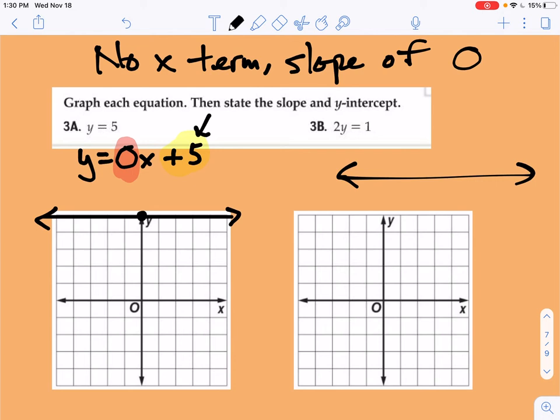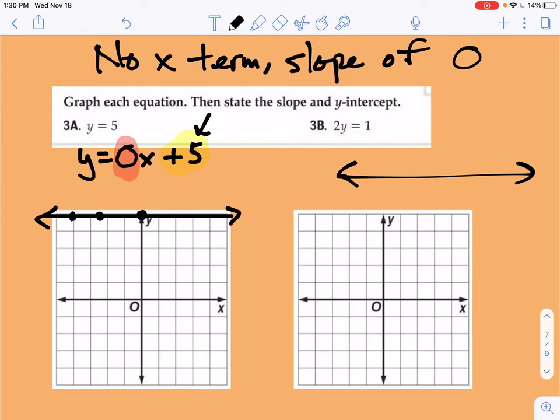And another way to think about this is if y is equal to 5, that means that no matter what you put in for x, y is 5. And so you have all these different points that lie on this line that you can put anything in you want for x, but y is always going to be 5. And so that just gives you that straight line that winds up having no slope.